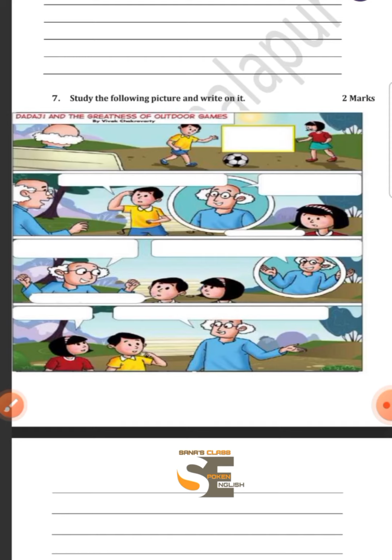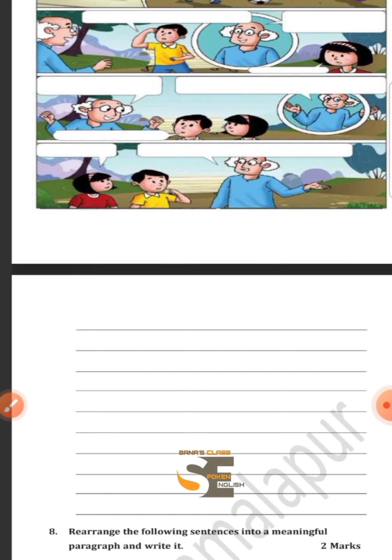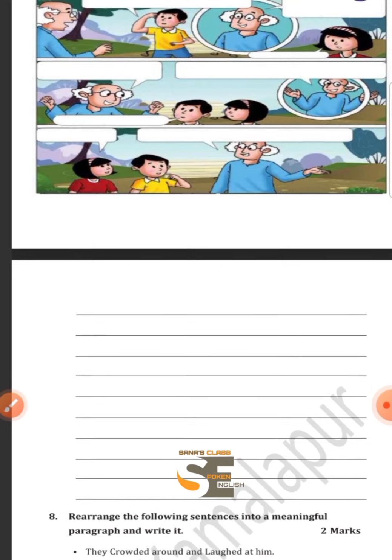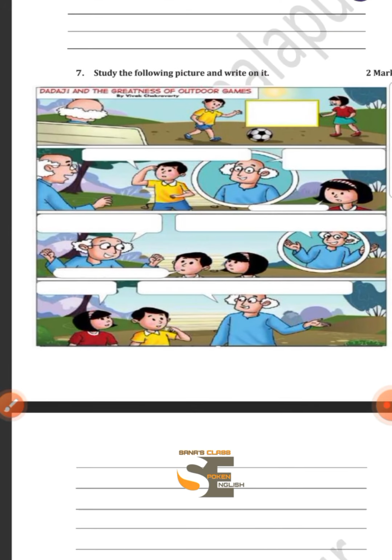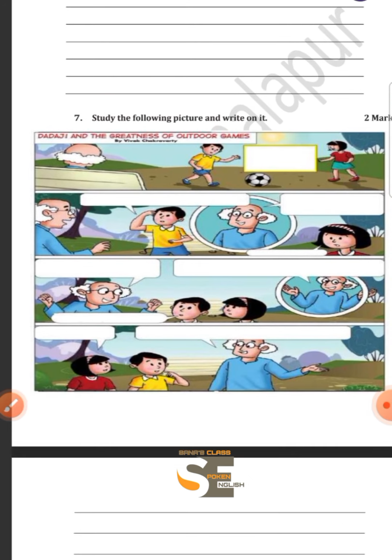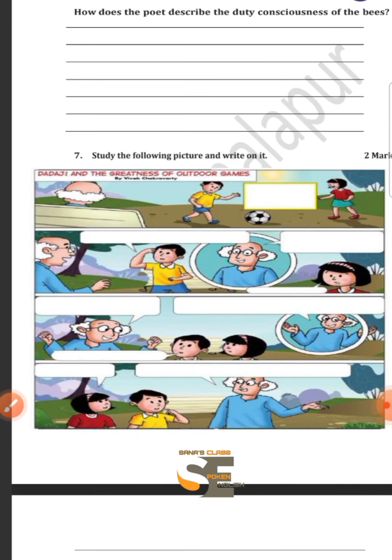This story is about Dadaji and the greatness of outdoor games. Okay, I'll give you a sample story of this. You can use your own skills to write this story. Okay, by seeing the pictures, I could say in the first picture, Dadaji and the greatness of outdoor games. I'll give names to the children, Riha and Raju. Riha and Raju were playing at the park, and Dadaji watched them from the park bench.